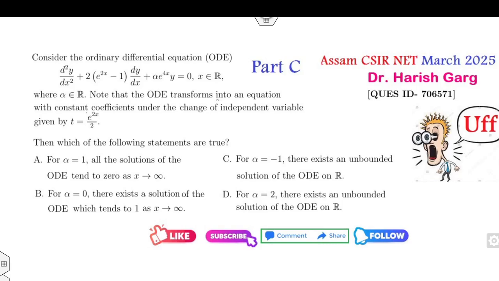Okay, look at this next one. Consider the ordinary differential equation where alpha is any real number, such that the ordinary differential equation changes into constant coefficients by using the transformation t equals e raised to power 2x divided by 2. Which of the following statements are true?